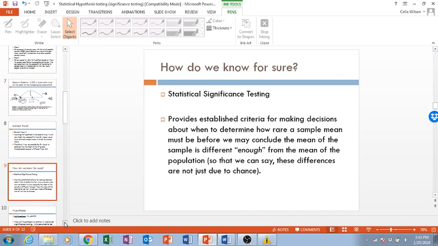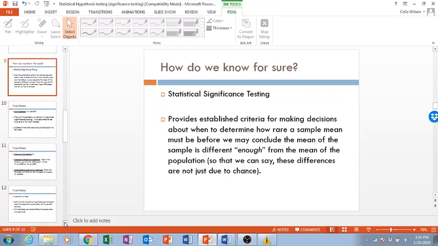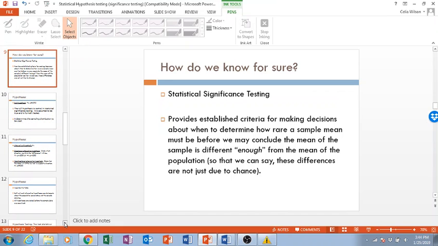Well, statistical significance testing provides an established criteria for us so that I don't just have to say, hey, it's really, really tiny. I can say the probability is very small. In fact, it's below our threshold, or it's below our established criteria. So we have this criteria so that we can say, oh, okay, it's different enough, or it's small enough that the differences are not just due to chance or to sampling variation.